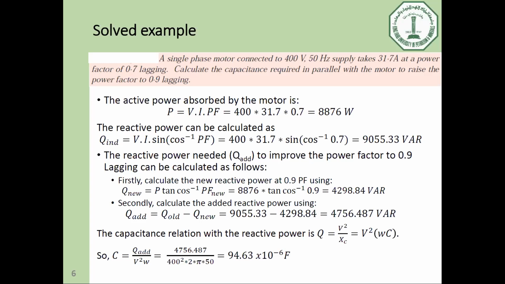Here is a numerical example regarding power factor correction. We have a single phase motor. You don't care here what the type of motor is or what the connection of the motor is. We will work with the motor here as an AC load, whatever the type. A single phase motor connected to a 400 volt, 50 hertz supply, and takes 31.7 ampere at a power factor of 0.7 lagging.